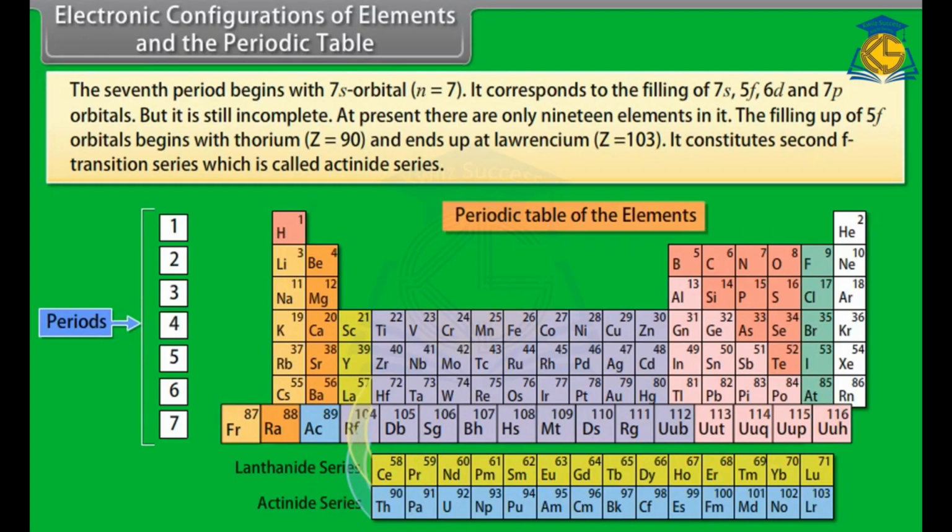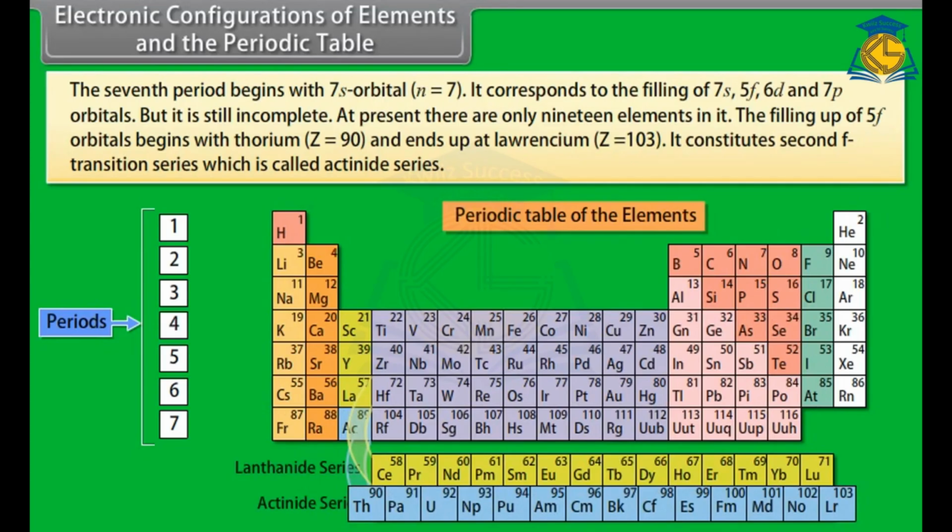The seventh period begins with the 7s orbital, that is, n is equal to 7. It corresponds to the filling of 7s, 5f, 6d and 7p orbitals, but it is still incomplete. At present, there are only 19 elements in it. The filling up of 5f orbitals begins with thorium, atomic number is equal to 90, and ends at lawrencium, atomic number is equal to 103. It constitutes the second f transition series, which is called the actinide series.